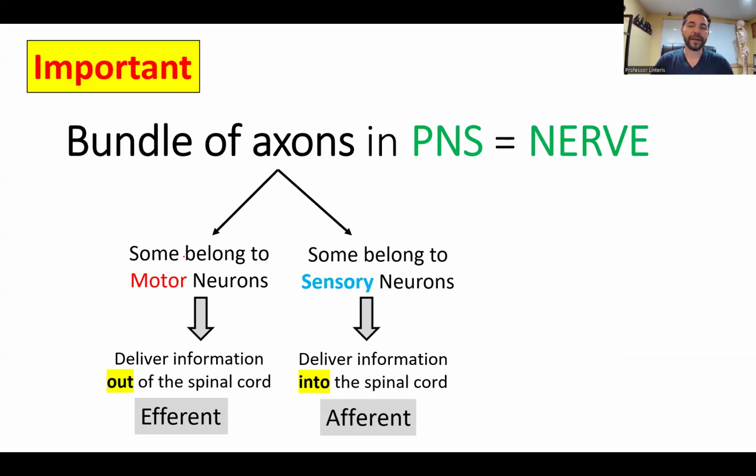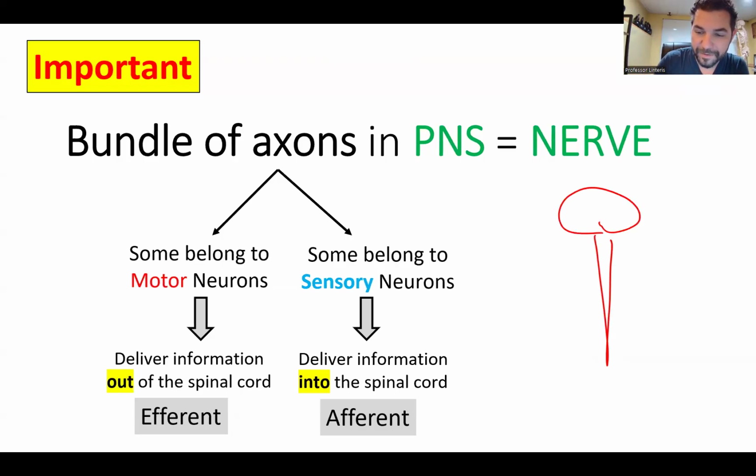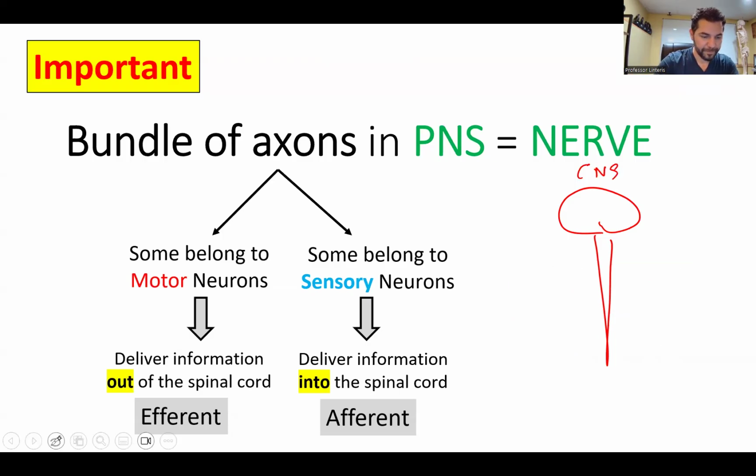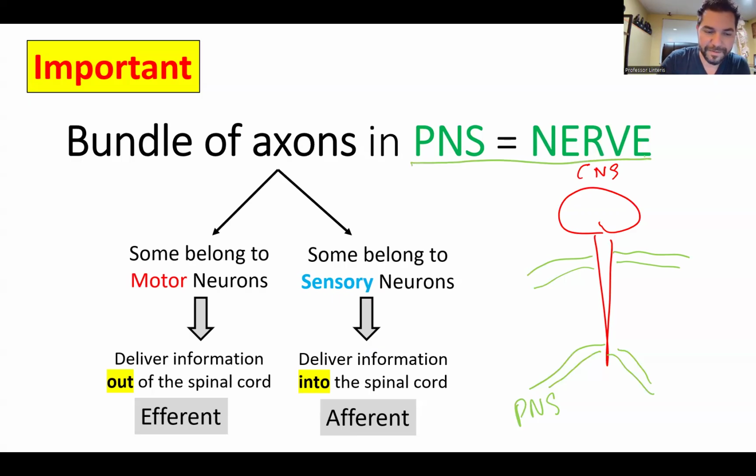Just talked about this, right? Our nerves, our spinal nerves specifically, are found in the PNS, or the peripheral nervous system. So when we saw that first picture where we had the brain and the spinal cord, the brain and spinal cord are the CNS. I'll color code this for you here. And the spinal nerves branching off, and we'll talk about a lot of them, is the PNS. Right? So PNS, bundle of axons, nerve.